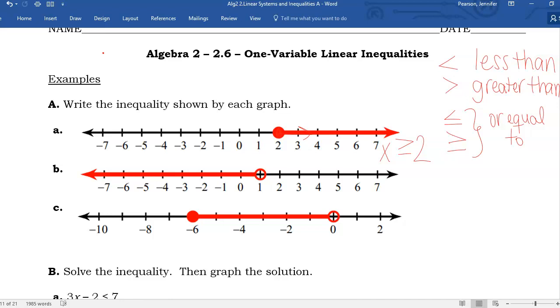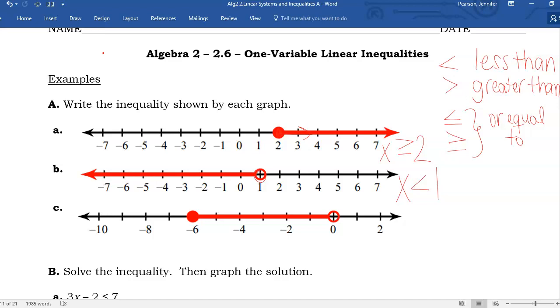Okay? Letter B, we're looking at all the numbers lower than or less than 1. It's an open circle. That means we are not including 1, but everything smaller than 1. So this is going to be X is less than 1. All the numbers less than 1.